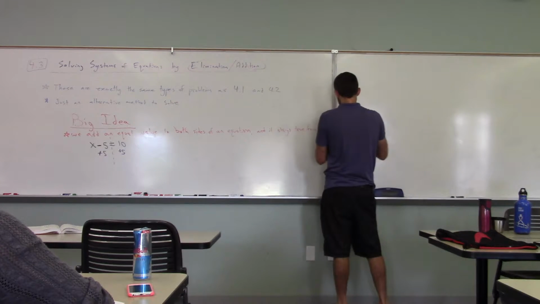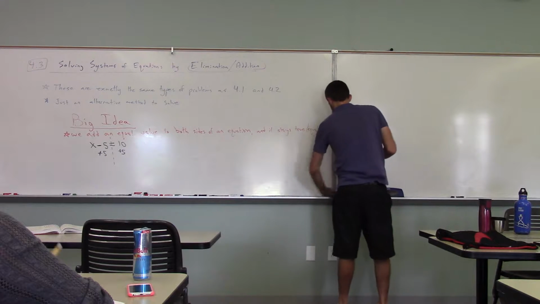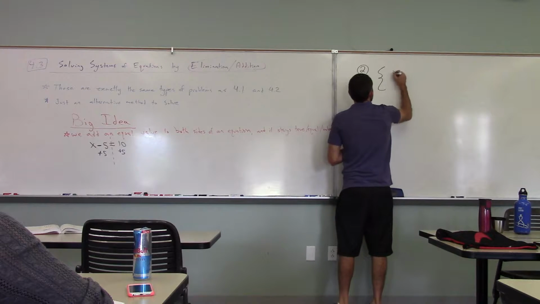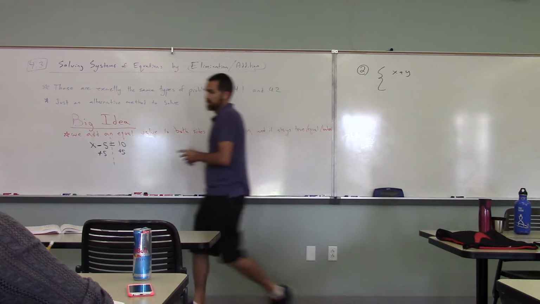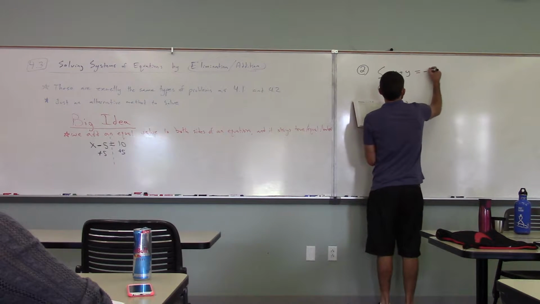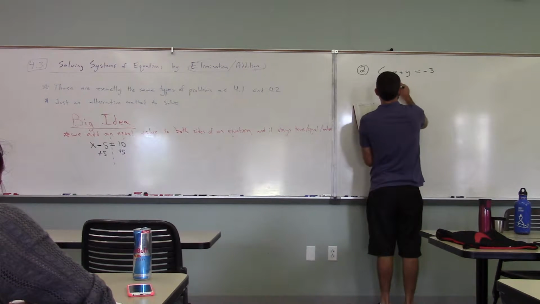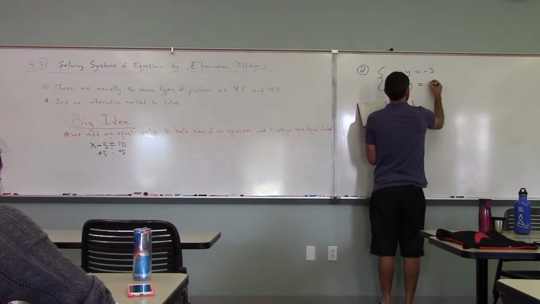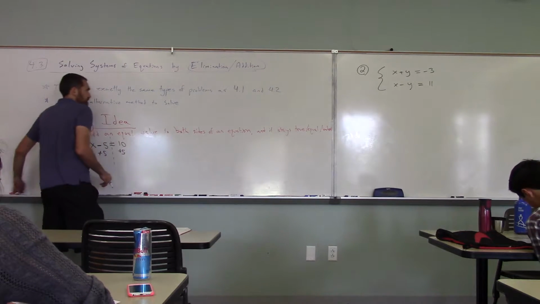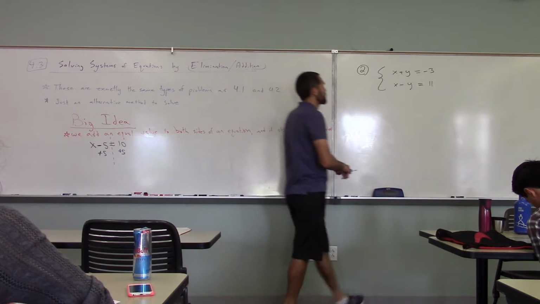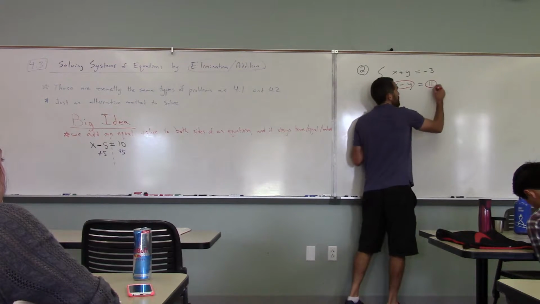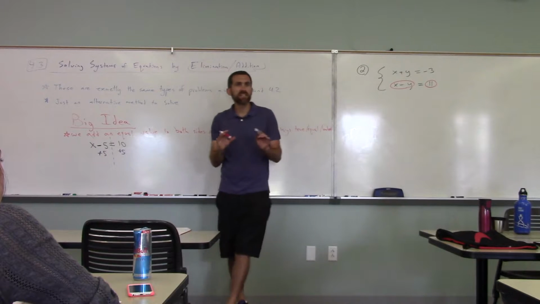So number 2 is x plus y equals negative 3 and x minus y equals 11. So here's the idea. Okay, this is new and daring and exciting to some people. So we know that x minus y is equal to 11. Those are exactly equal, exactly the same thing.